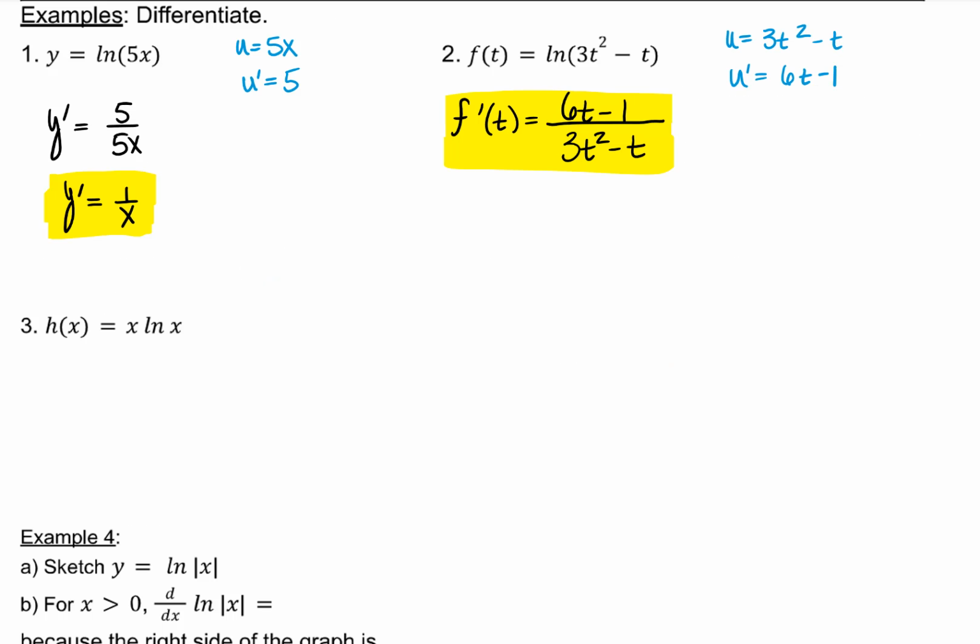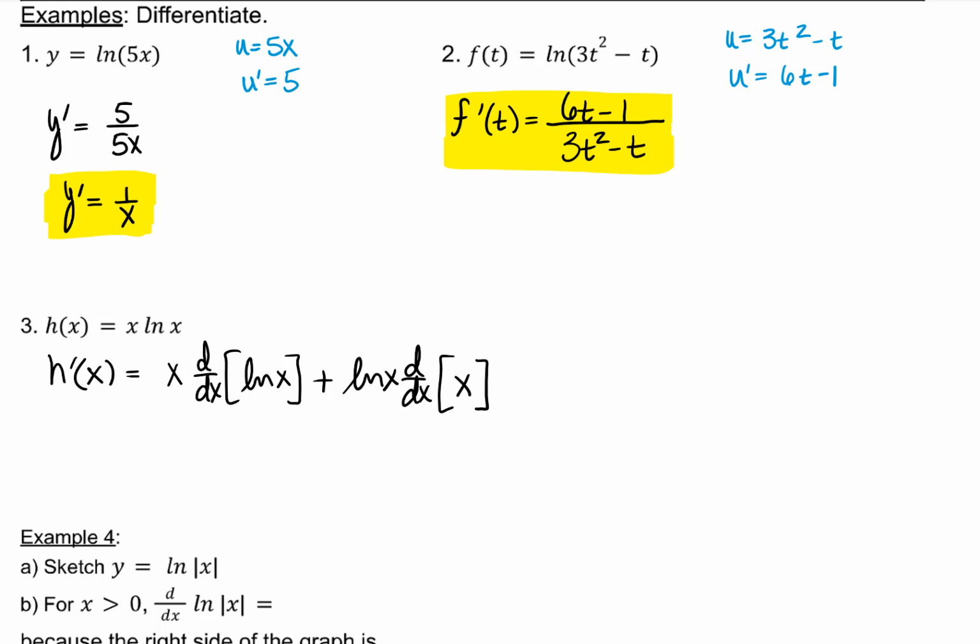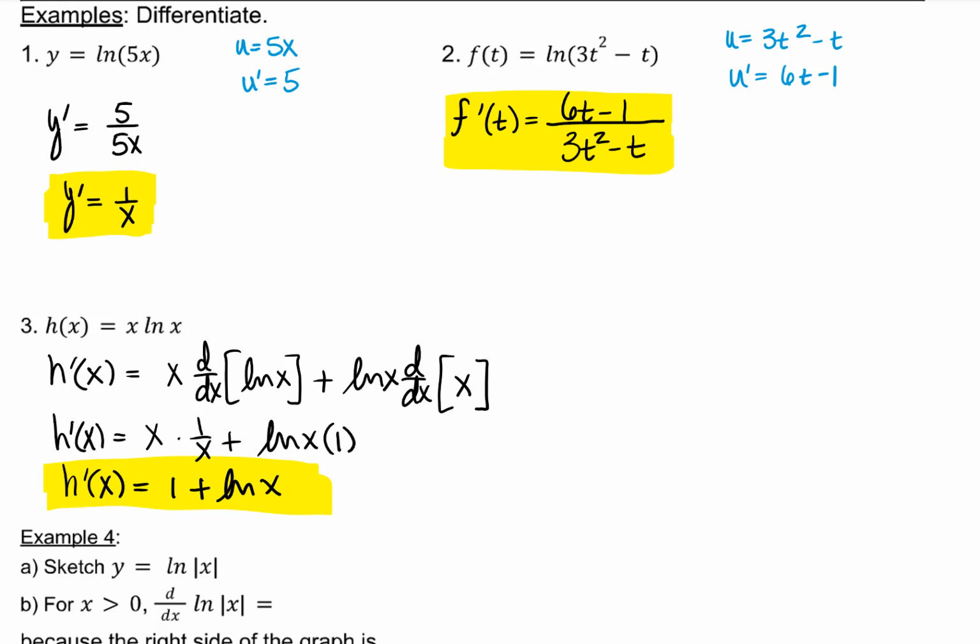To differentiate h of x, we'll use the product rule. The derivative of ln x is 1 over x. h prime of x equals 1 plus ln x.